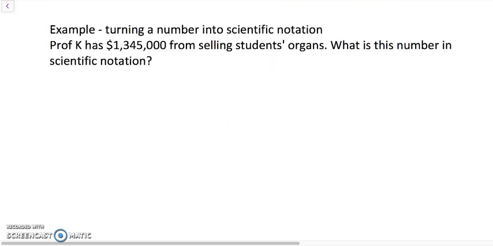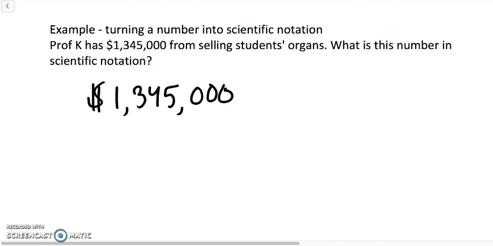Okay, so now working with scientific notation. It says here I made $1,345,000 from selling students' organs. So how do I express this in scientific notation? We can assume that this number right here is in a different kind of notation, and we call this standard notation.